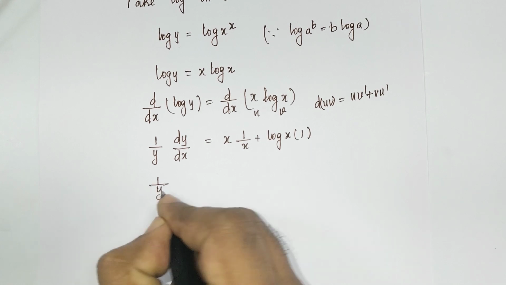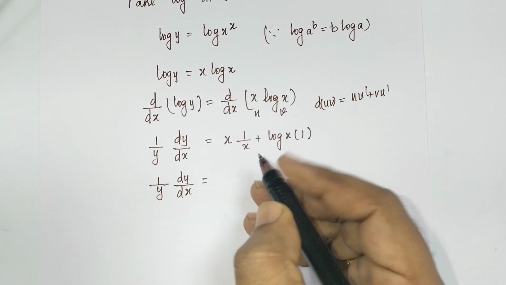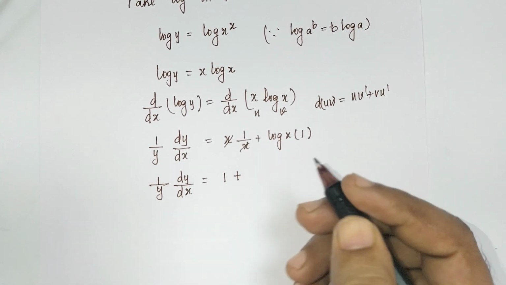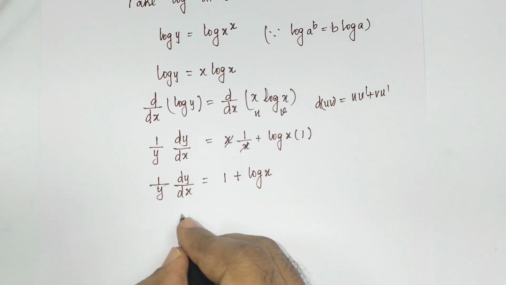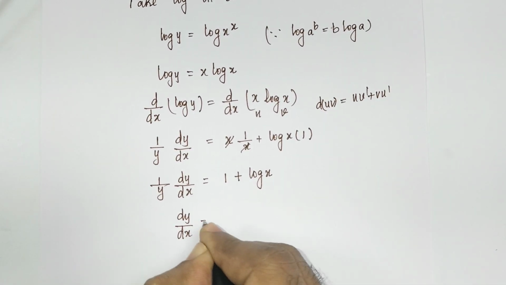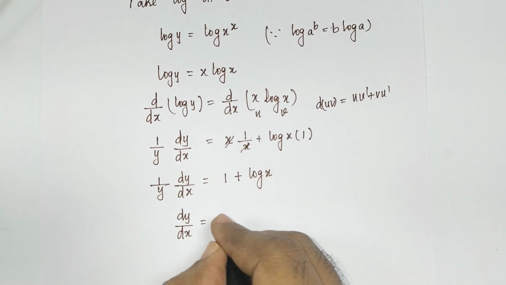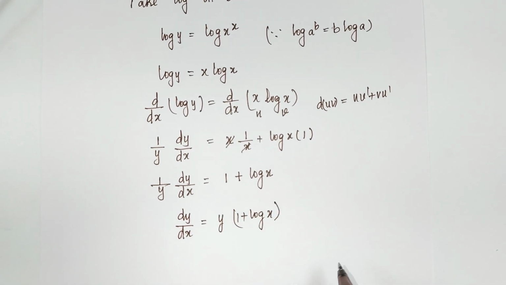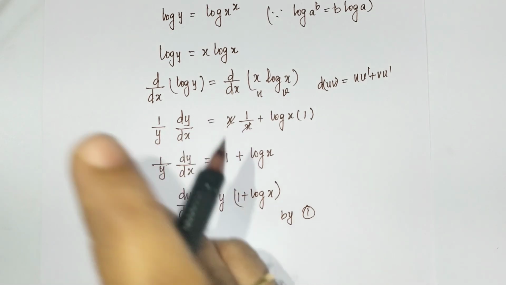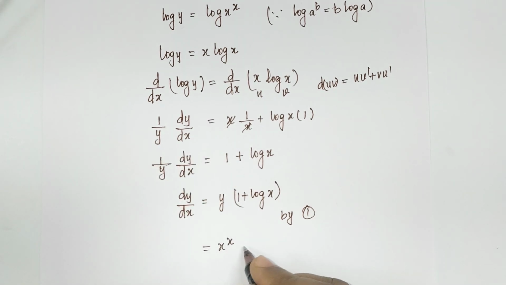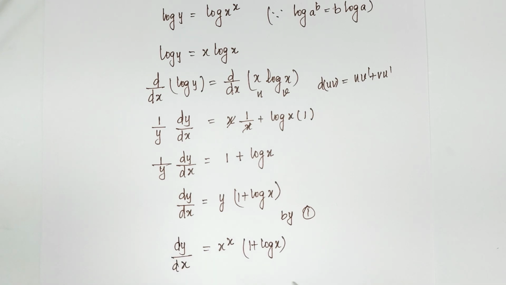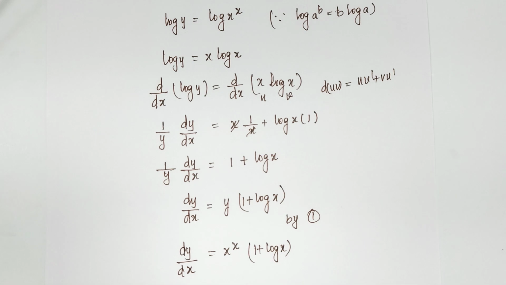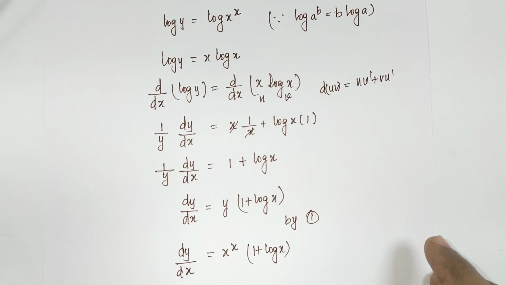1 by y dy by dx is equal to, x and x will cancel, you will get 1 plus log x. Right? I'll write dy by dx is equal to, shift this 1 by y to the right hand side, you will get y into 1 plus log x. Now you can simplify by substituting y is equal to x power x. So dy by dx is x power x into 1 plus log x. So this is the procedure for differentiating log terms. One more problem we can see in this section.